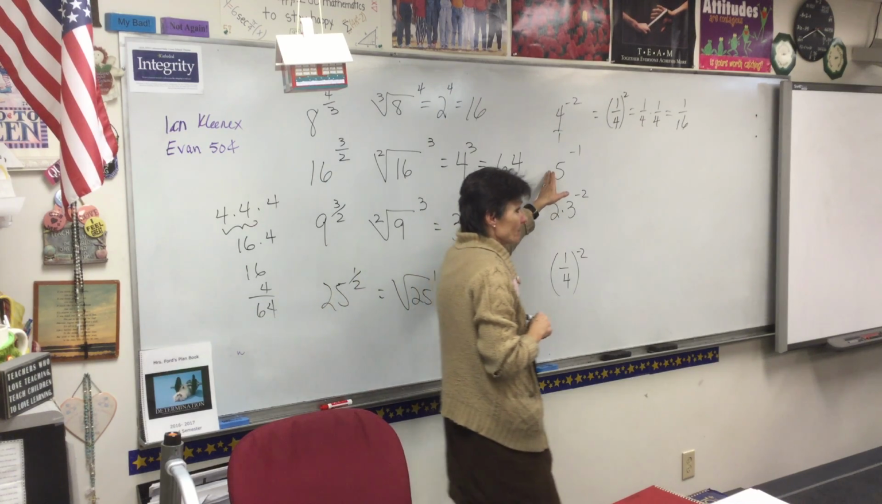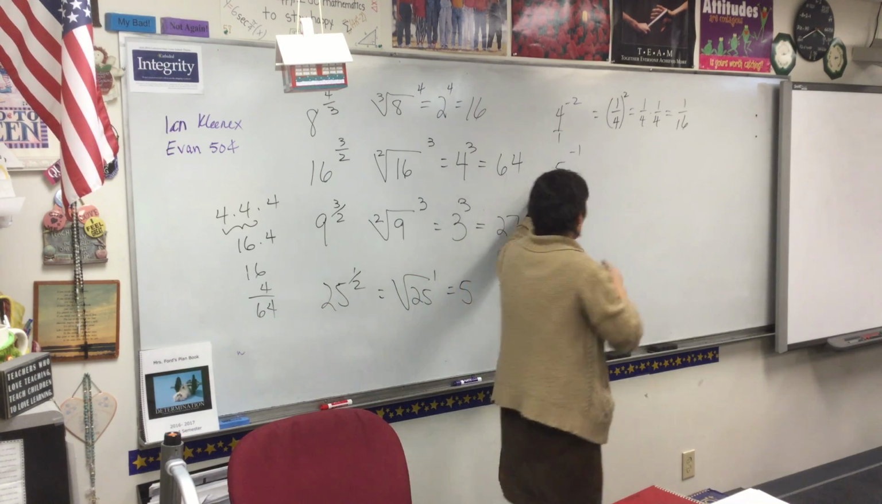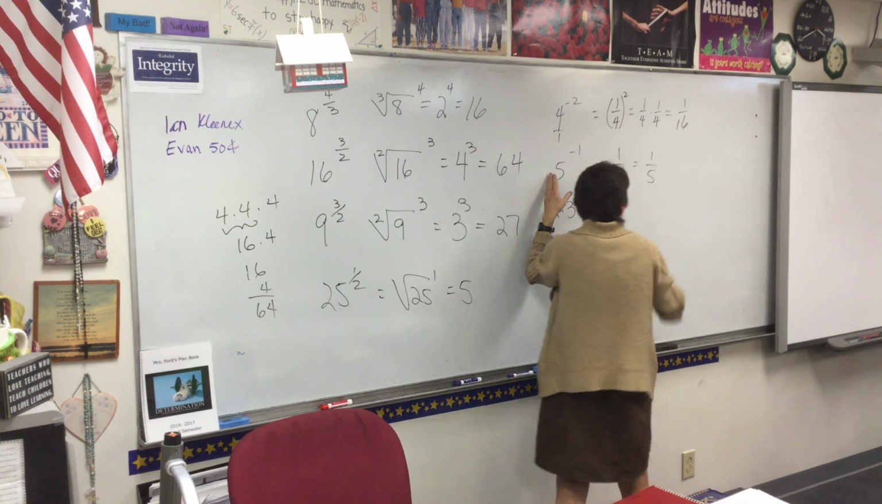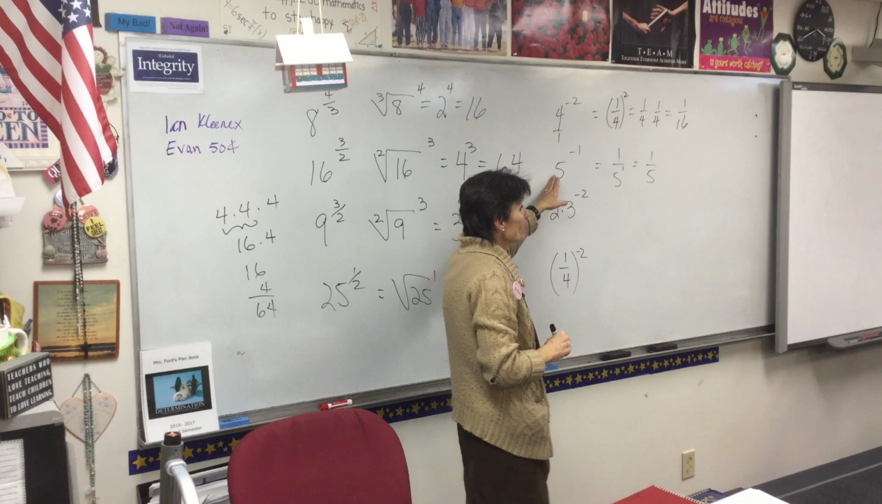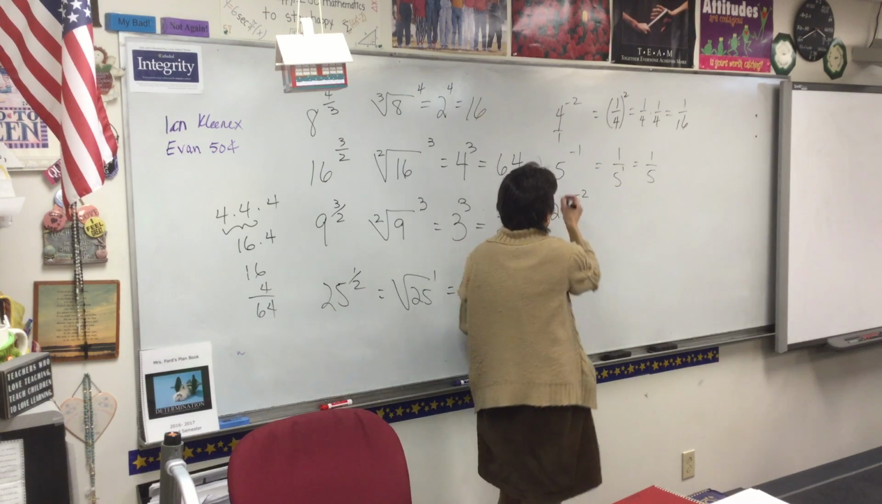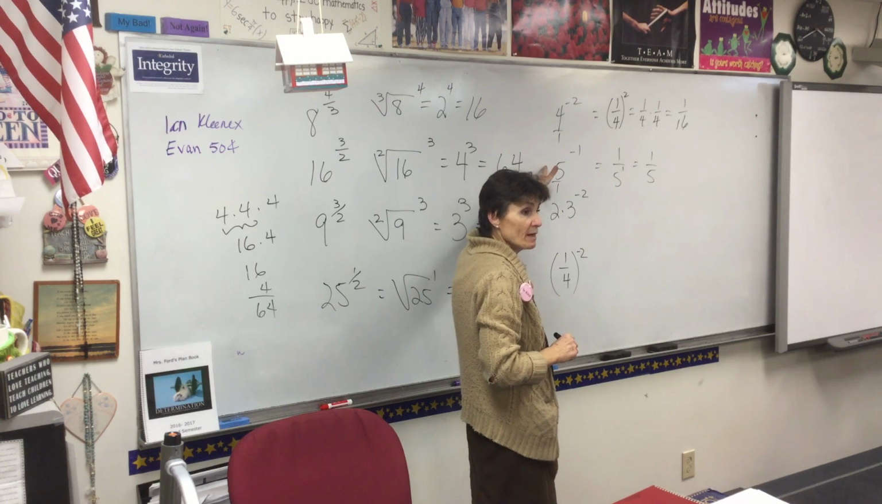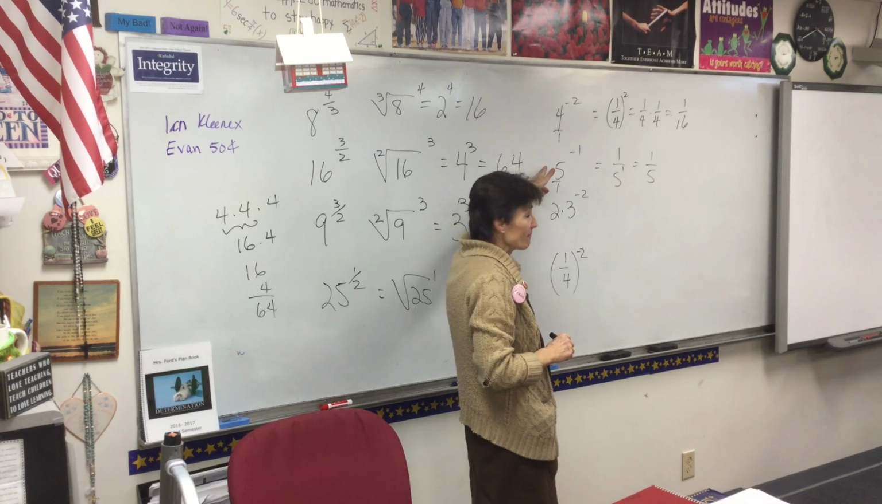But what about this guy? Just 1/5. It's 1/5 to the 1st, which is just 1/5. Remember, negative exponents flip you over. So if you started as 5/1, you're going to become 1/5.